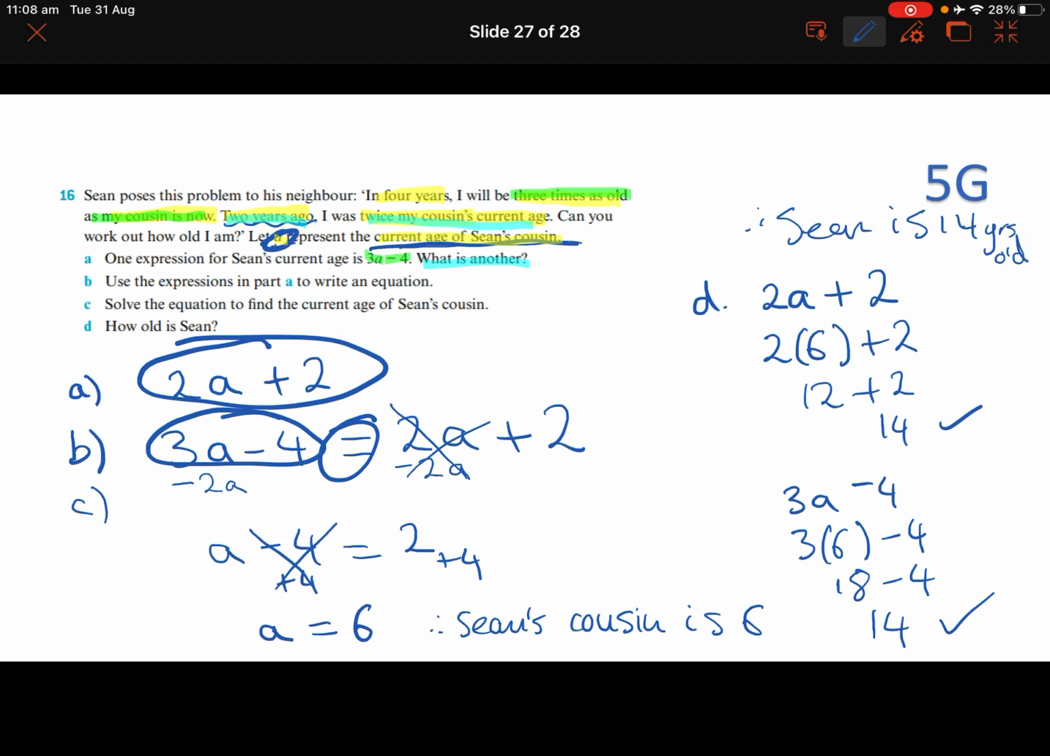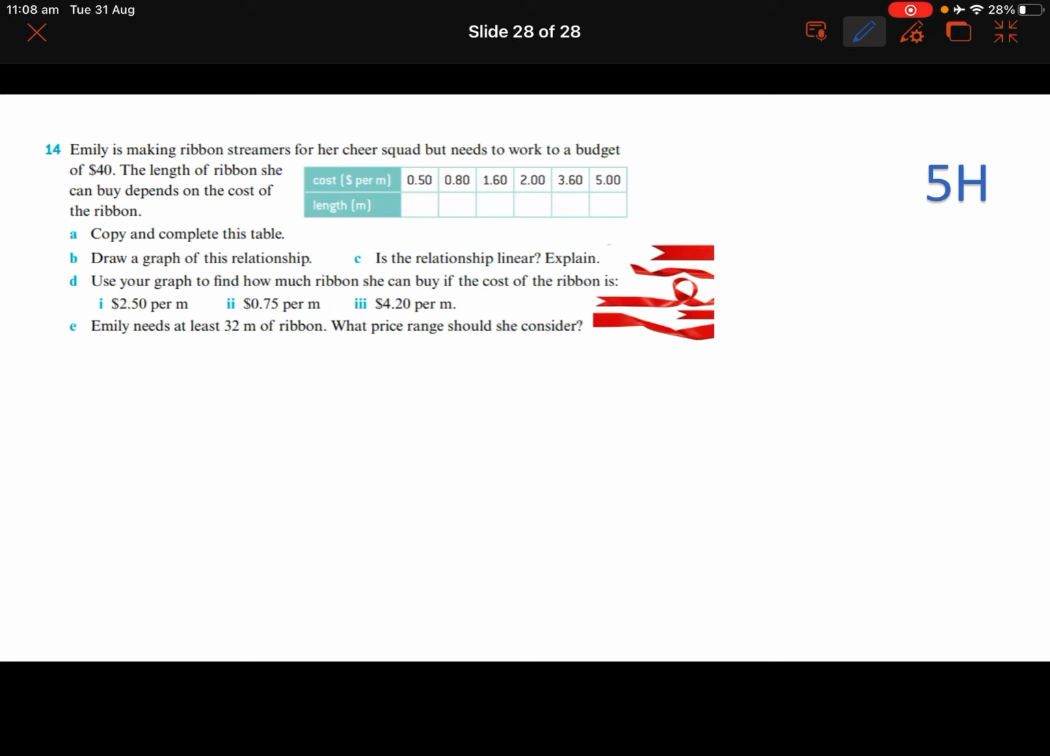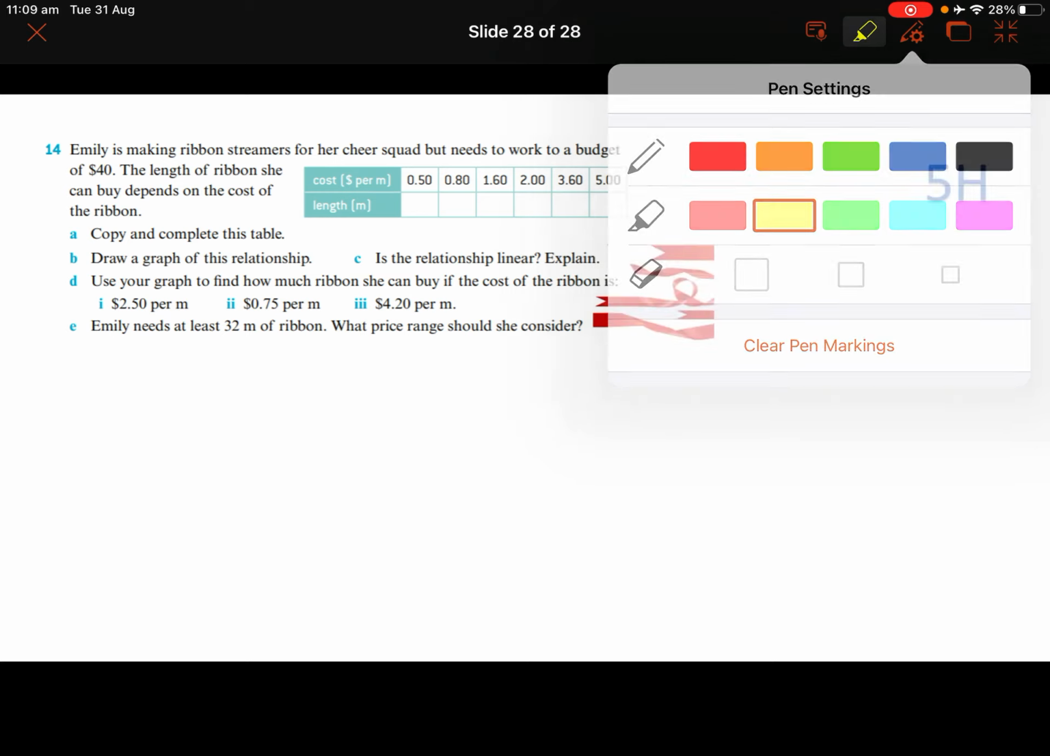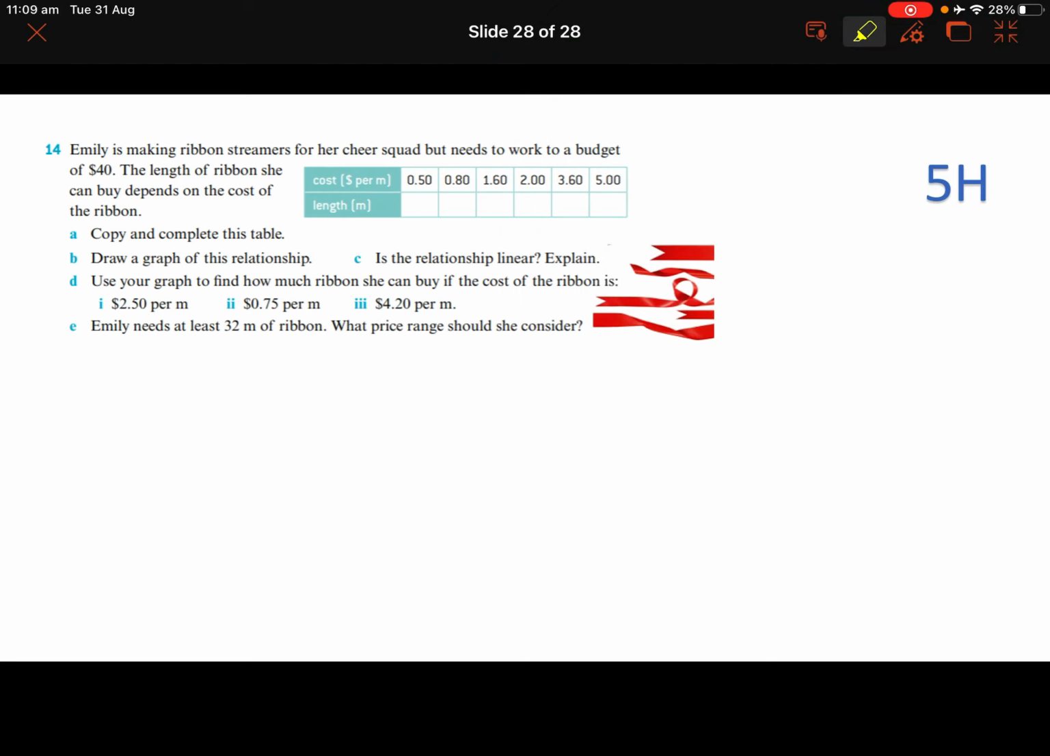Alrighty. Again, it can be a little bit tricky with the wording, but the more you do, you will get better at it. We're going to do one more question. This one's from 5H, so it's plotting points on a graph and reading from that. So let's get out our highlighter and have a read through.